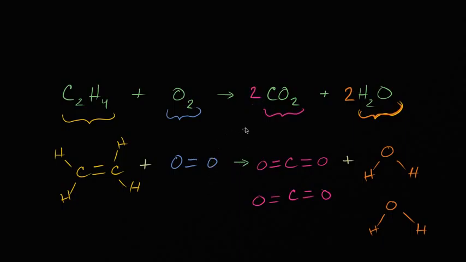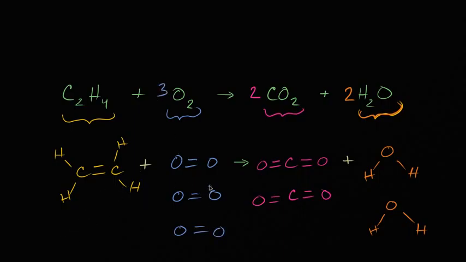And now we want to balance the oxygens. So we'll see, on this side we only have 2 oxygens. On this side we have 1, 2, 3, 4, 5, 6 oxygens. So in order to have 6 oxygens on the reactant side, we need 3 of these molecules. So another one and another one right over there. And now we're all balanced.